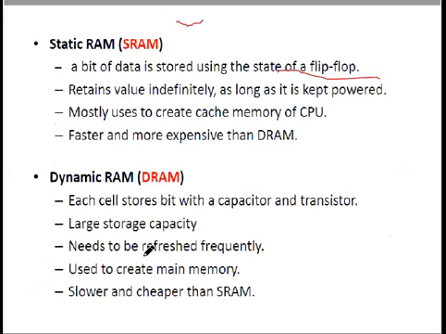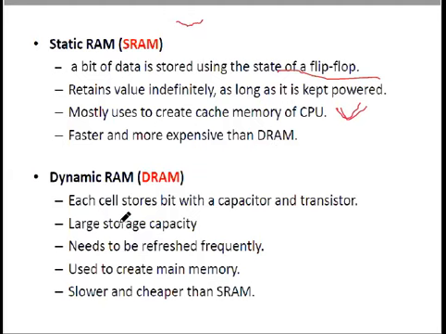As the flip-flops are capable of storing a bit, static RAMs are made up of flip-flops and retain value indefinitely as long as they are kept powered. Mostly used to create cache memory. So SRAMs are cache memories, faster and more expensive. Obviously, this is more expensive than DRAM. So cache memory is being used in the order of MBs. Why is it used in the order of MBs? Because it is more costly than the DRAM.